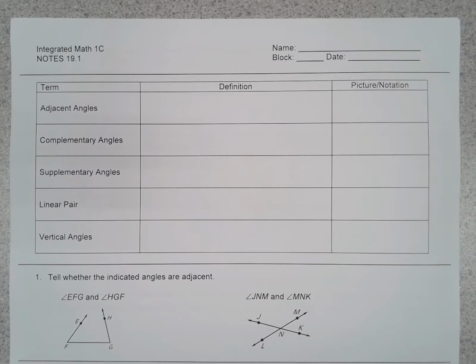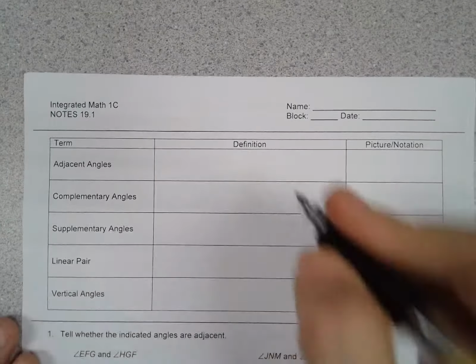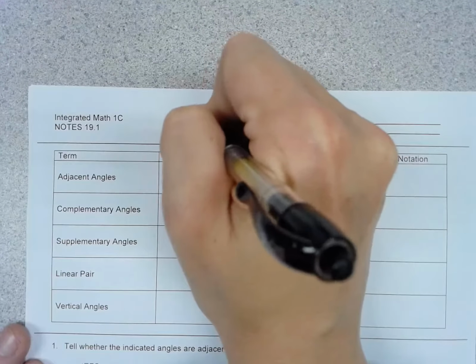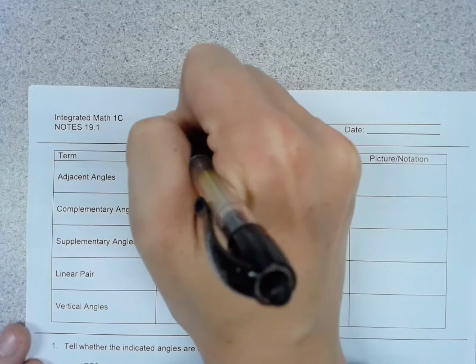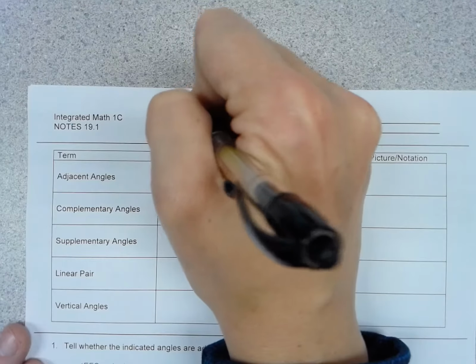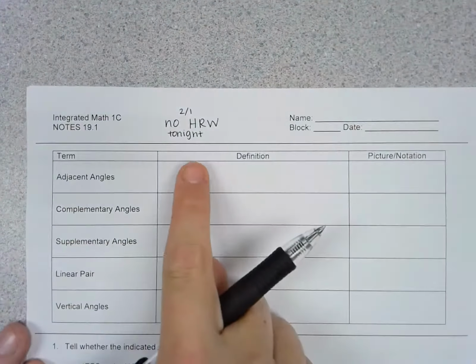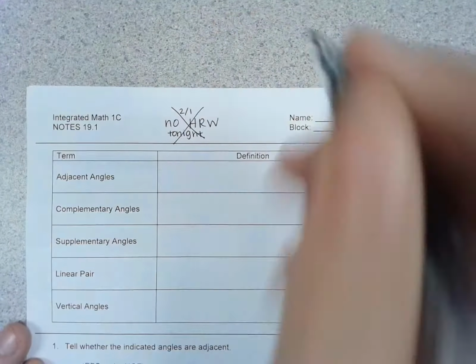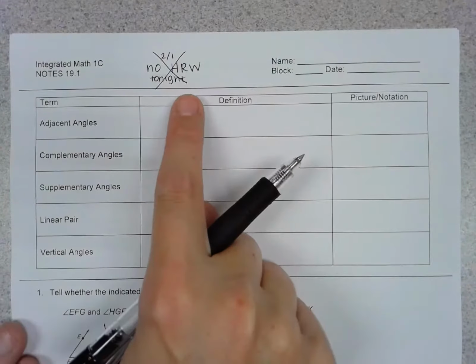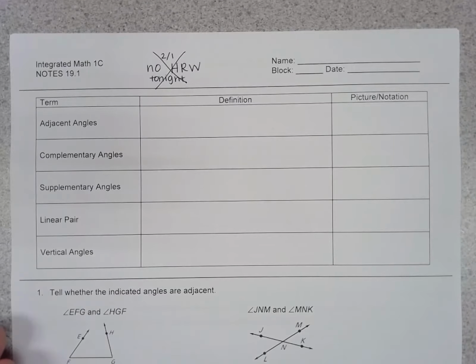You'll see the homework assignments pop up in my H or W, but I want you to write down on the top of your paper right now, no H or W tonight. And tonight is what? February 1st. So you're not going to do the HRW homework tonight when you get home for these. We're going to do them next week, okay? So just keep that in mind.